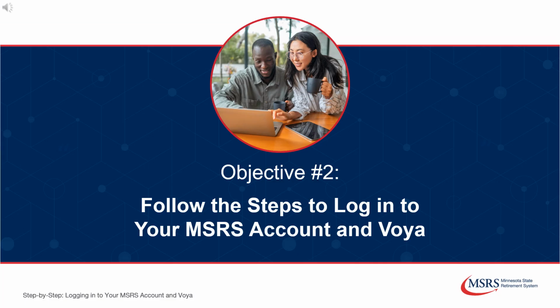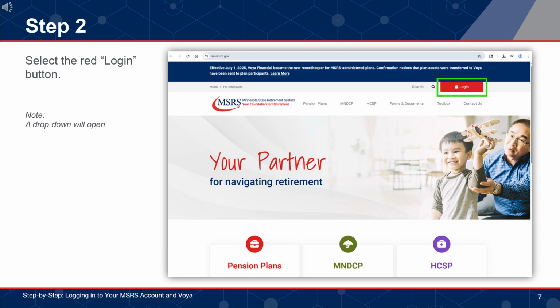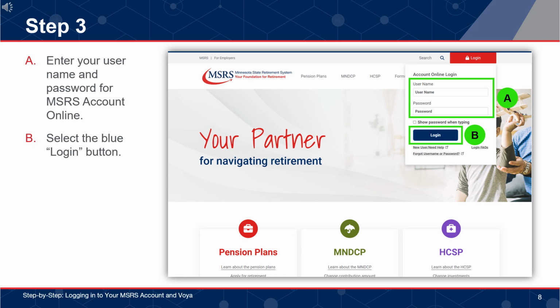Now, we will cover the steps to log in when you're logging in for the first time since July 1st, 2025. Step 1. Visit the MSRS website at www.mnretire.gov. Step 2. Select the red Login button. Step 3. Enter your username and password for MSRS Account Online, then select the blue Login button.